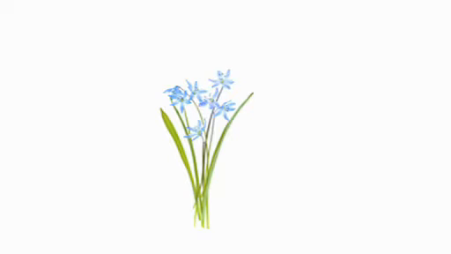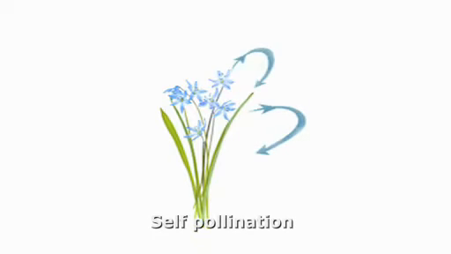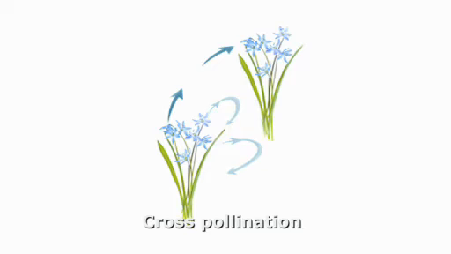Pollination for a plant is all about reproduction. It's how the plant gets to share its genes and gets to pass it on to the next generation. Plants use two strategies for pollination. One of them is self-pollination and the other one is cross-pollination.